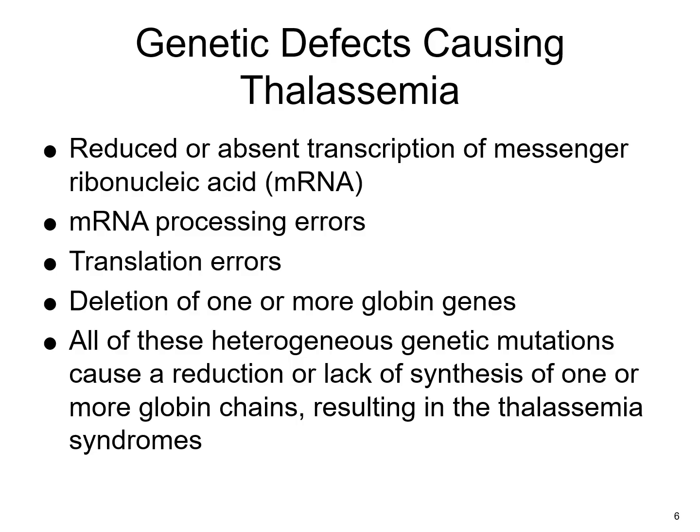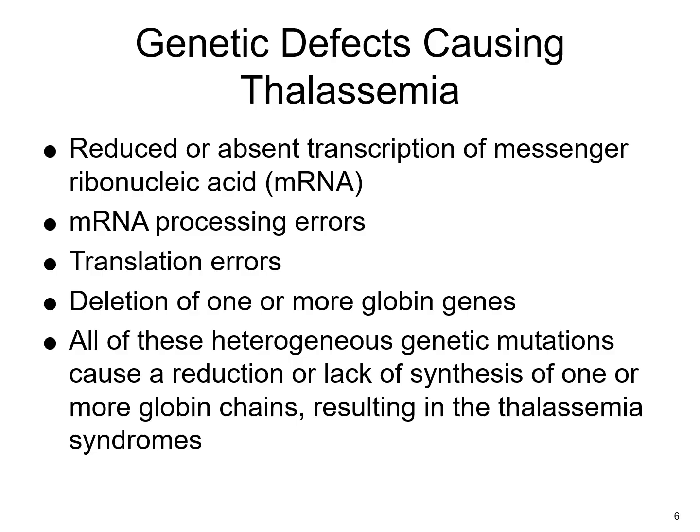Then we also have mRNA processing errors. This could be mutations that affect splicing, capping, or polyadenylation of pre-mRNA. This results in unstable or non-functional mRNA, which reduces globin synthesis. We also have translation errors. So we have mutations that interfere with ribosome binding or translation initiation. This produces inefficient or defective translation of the mRNA into globin proteins.